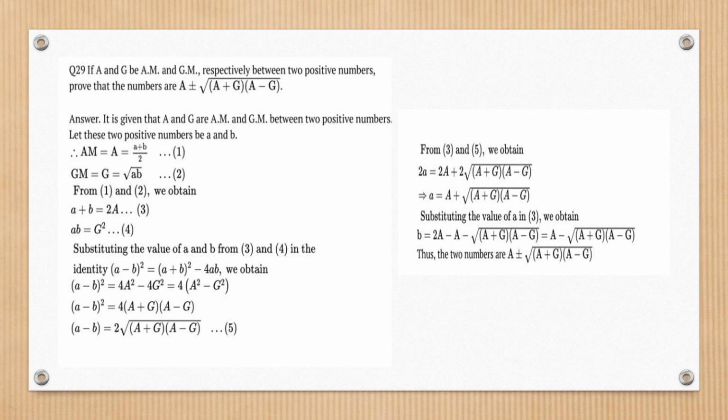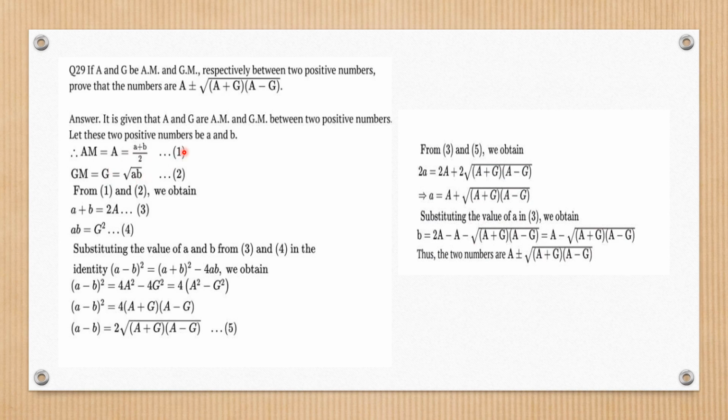Now let us see question number 29. 29 says, if A and G are arithmetic mean and geometric mean respectively between two positive numbers, prove that the numbers are A plus minus root of (A plus G) into (A minus G). Now, how will we start? It is given A and G are arithmetic and geometric mean. So A is (a plus b) by 2, G is root ab.